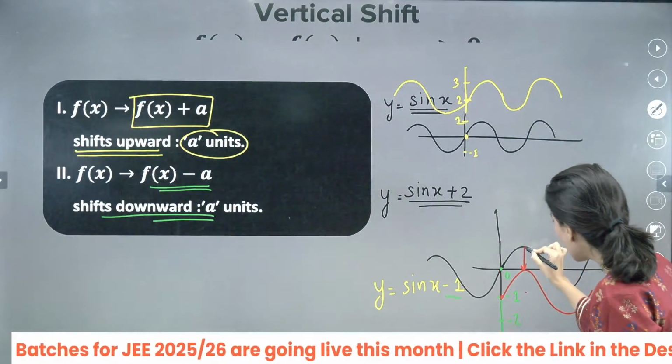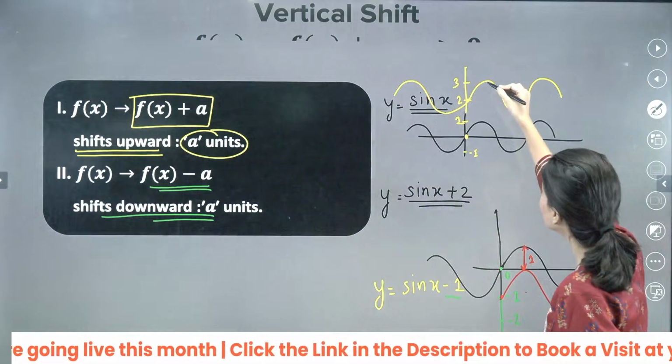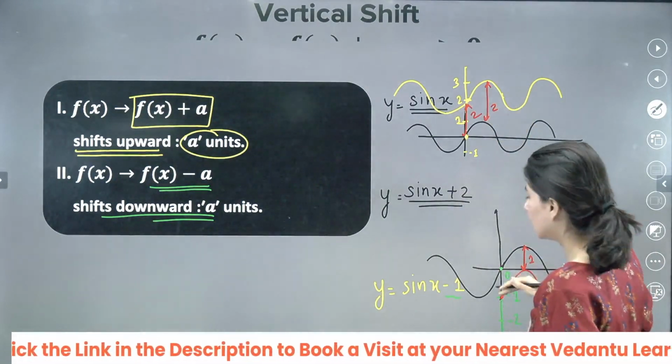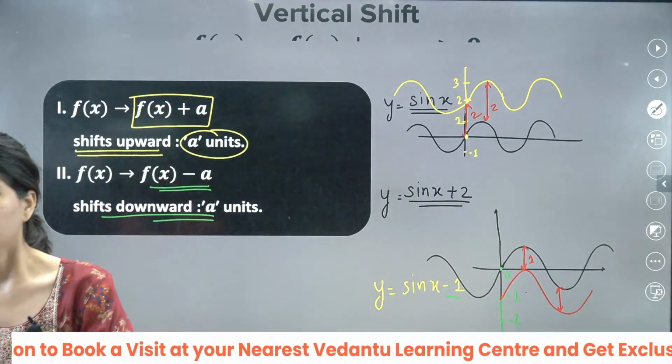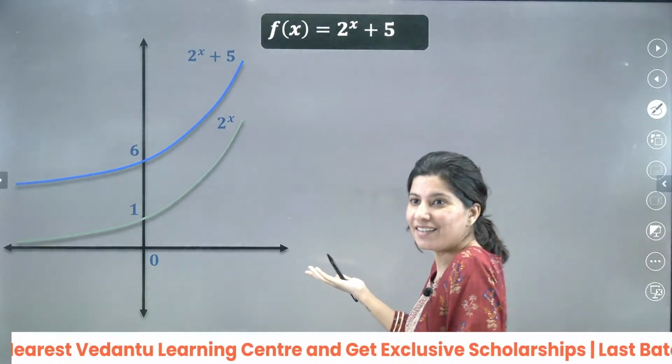Can you see there is always a 1 unit difference everywhere? And here, every time a 2 unit difference is maintained. Okay, all right, clear? All right, now very easy.